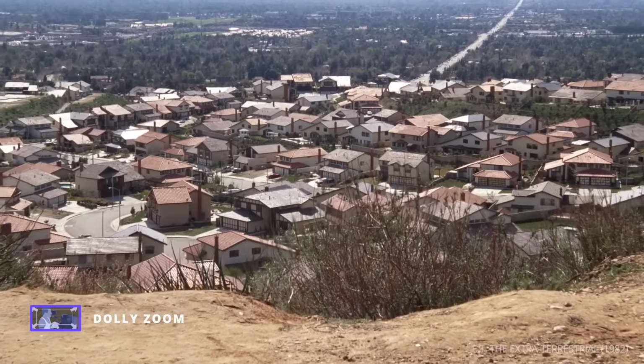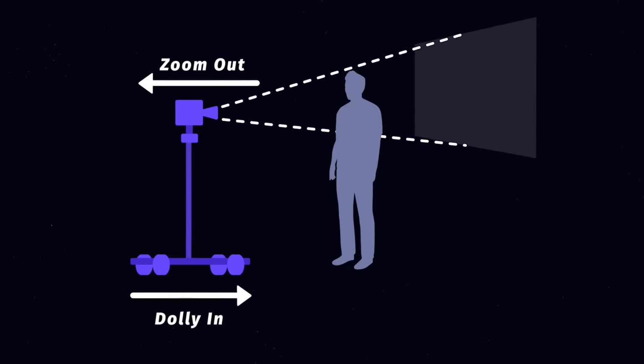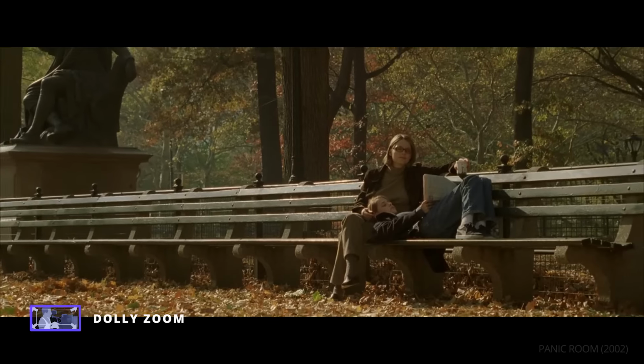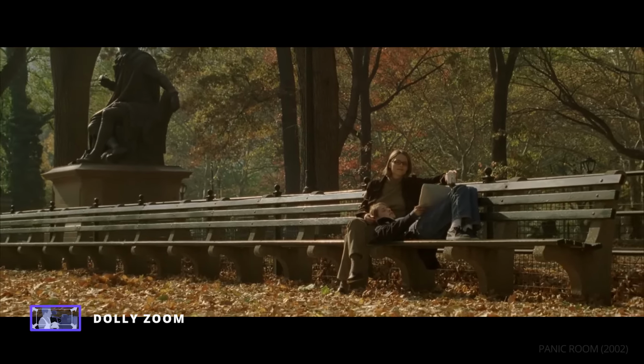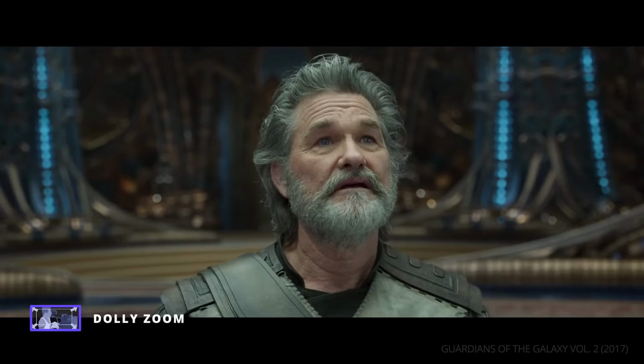A dolly zoom can be done two different ways. The first is by dollying in while zooming out. This causes the background to grow in size while maintaining the scale of the foreground. This is commonly used to portray conflict in a shot, either internal.